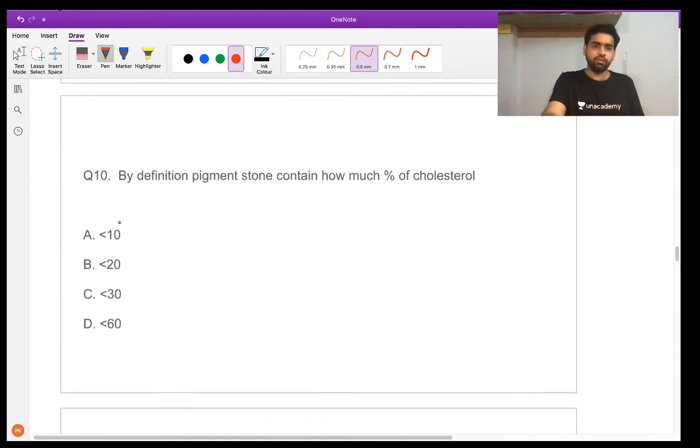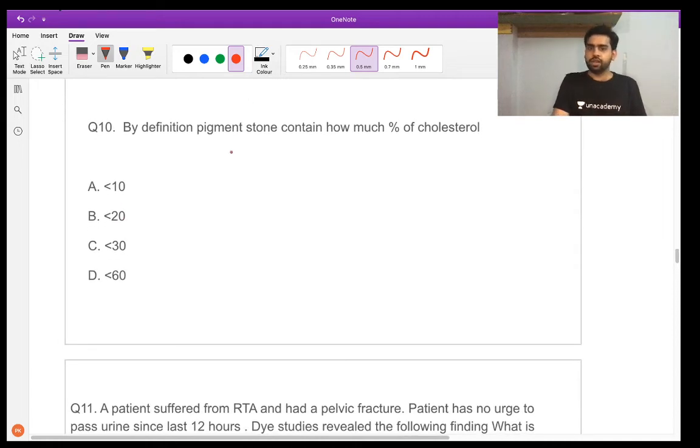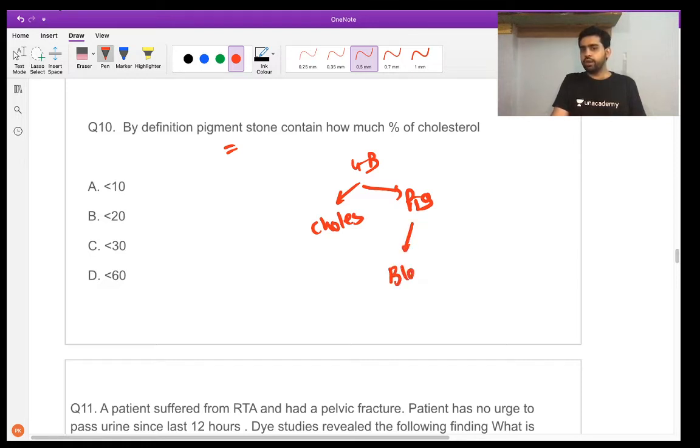So let us move on to the next question. By definition, a pigment stone. Okay, so we know that gallbladder stones can be either cholesterol stones or pigment stones. In the pigment stone, what do we have? We have a black stone and then we have a brown stone. Now what this is trying to ask you is, in the pigment stone, how much percentage of cholesterol is present? So what is the definition of pigment stone? Less than how much cholesterol do you call it a pigment stone?